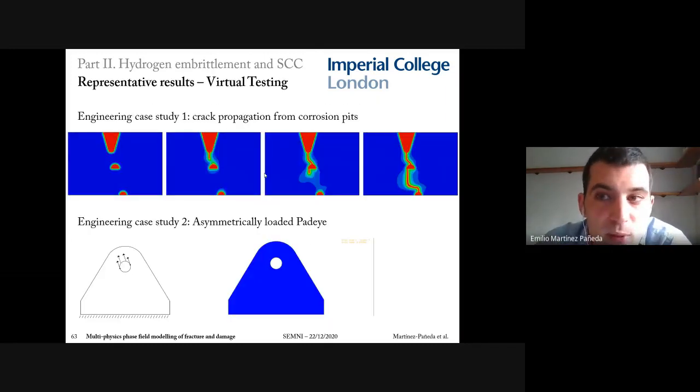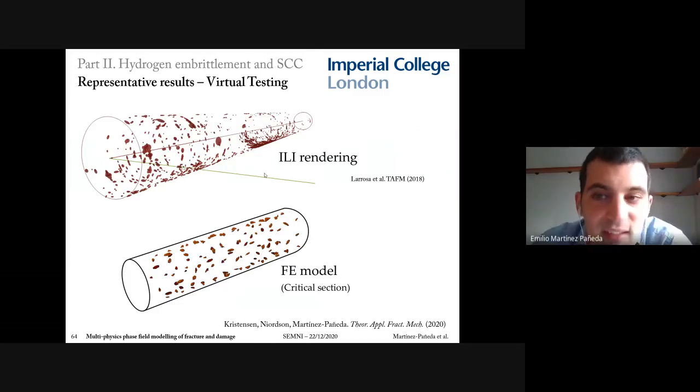And these agreements with experiments gave us the confidence to go beyond the lab into field applications, aiming at enabling the virtual testing paradigm that I was mentioning before. These are a couple of examples. The first one deals with a crack propagating from existing pits due to corrosion. The second example simulates a crack propagating in lifting equipment made of a high-strength steel. More excitingly, we can model large-scale 3D problems and correlate our models with inspection data, creating essentially a digital twin of critical infrastructure.